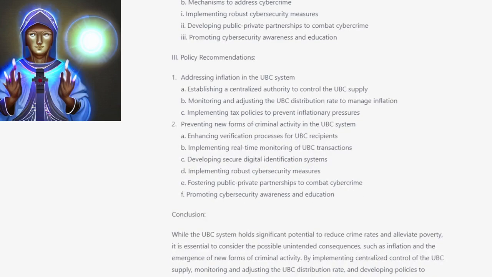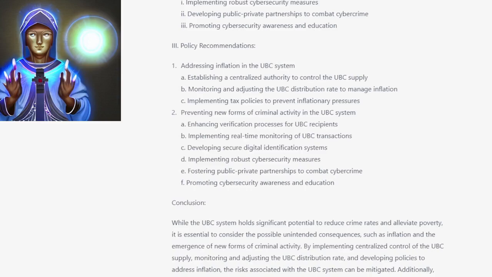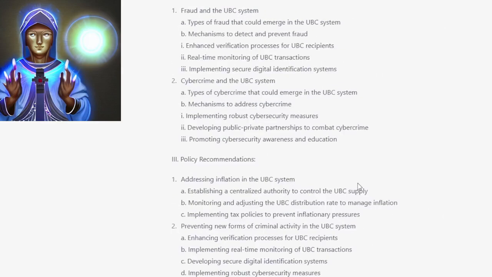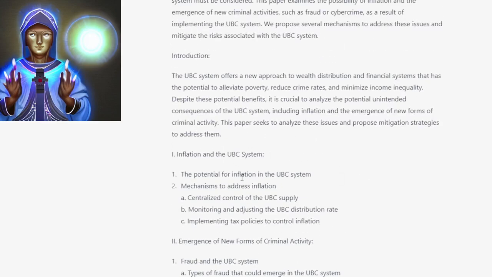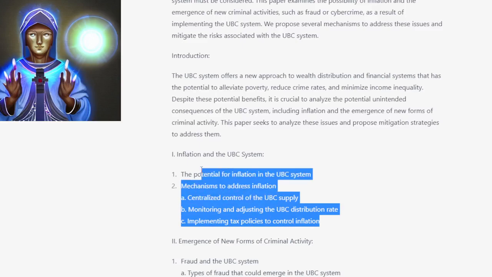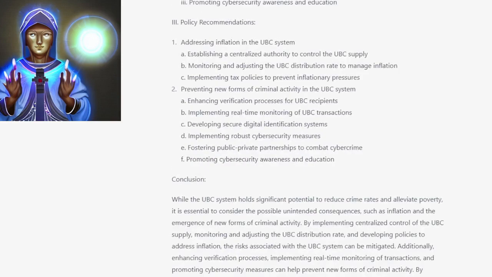Emergence of new forms of criminal activity. Fraud in the UBC system. A. Types of fraud that could emerge in the UBC system. B. Mechanisms to detect and prevent fraud.